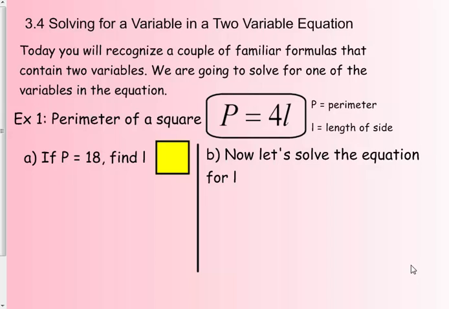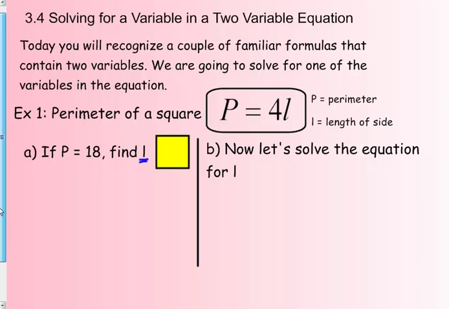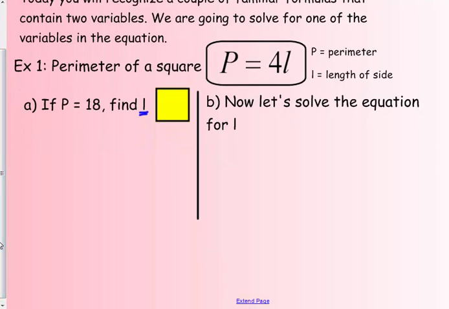Today you will recognize a couple of familiar formulas that contain two variables. We are going to solve for one of them in this equation. So example number 1, the perimeter of a square, well-known formula. The perimeter is adding up the four sides or 4 times the length of one of the sides. If P is 18, if we know the perimeter, can we find the length of the side? This is an L here, by the way, not a 1. So if we know the perimeter is 18, can we find the length of the side?